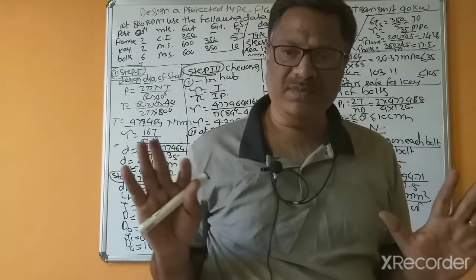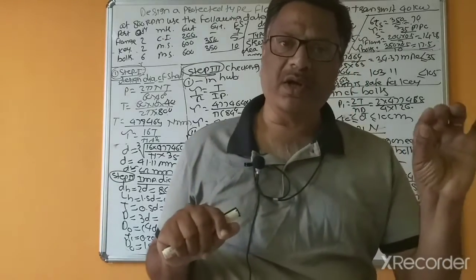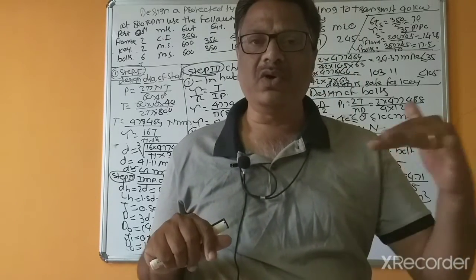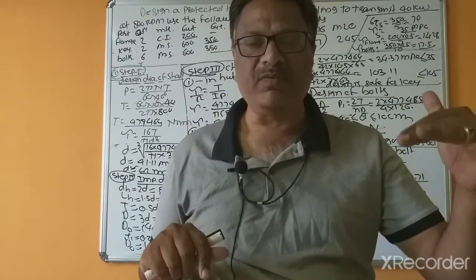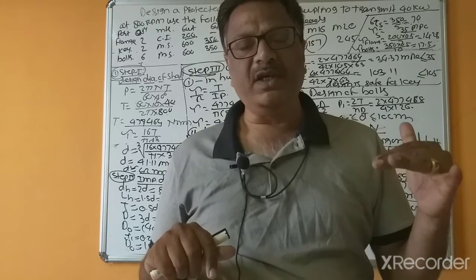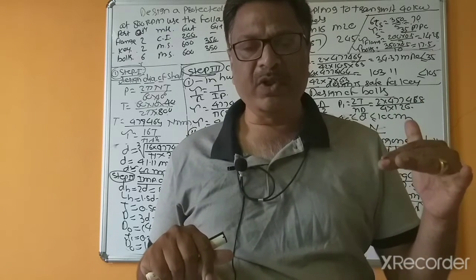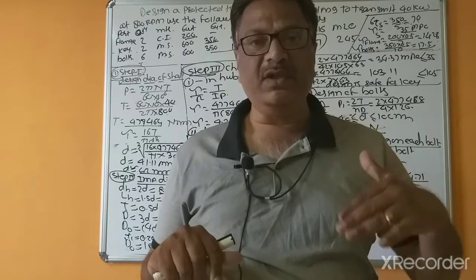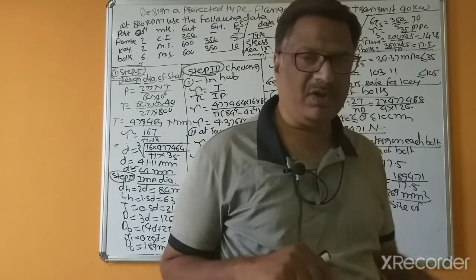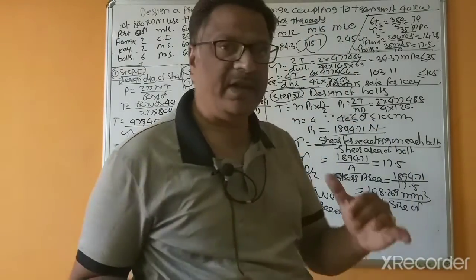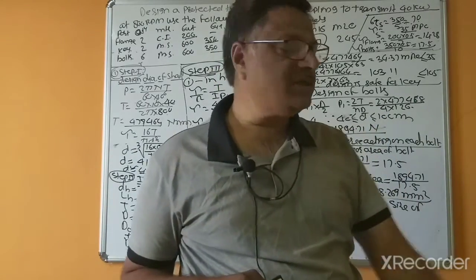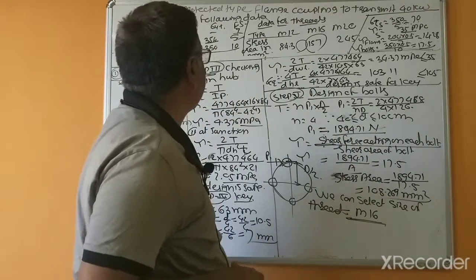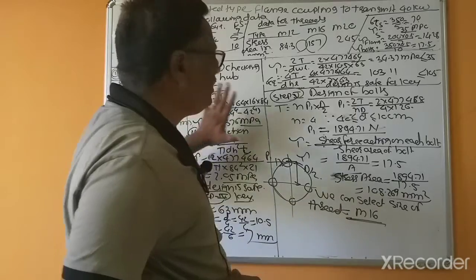So don't confuse, because only that rim is provided on the outer of the flange, means at the edge of the flange, to avoid accidents if the operators are working in the area of the machines or in the drives. To avoid that, the protected type of flange is used. And this is the complete design procedure.